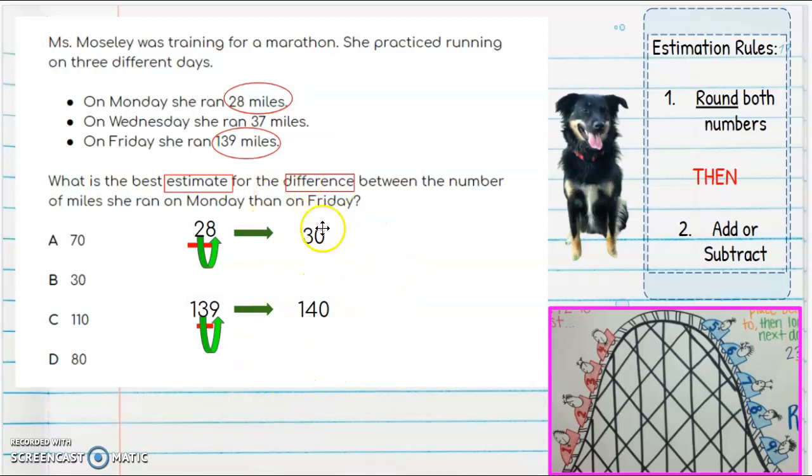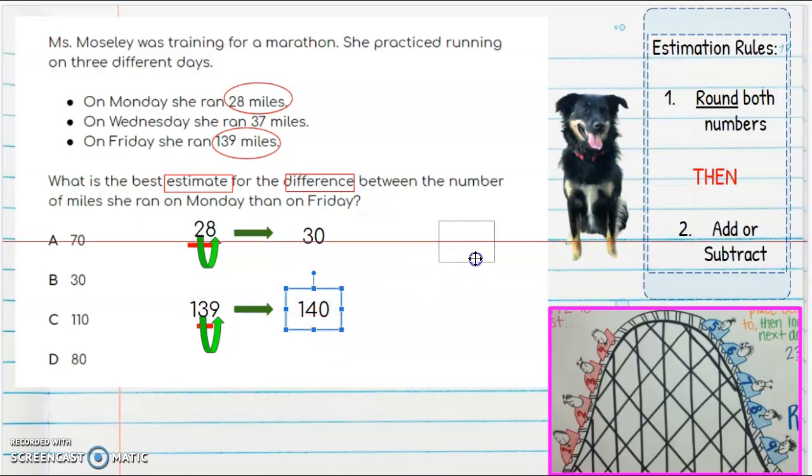Okay, we are not done yet because we've rounded, but now we need to add or subtract. If you remember, our key word was difference, which means we are going to subtract these numbers. Now, something tricky is happening here. Okay, we have 30 and we have 140, but when we stack them to subtract them, the bigger number needs to be on top. So we're going to take 140 on your piece of paper.